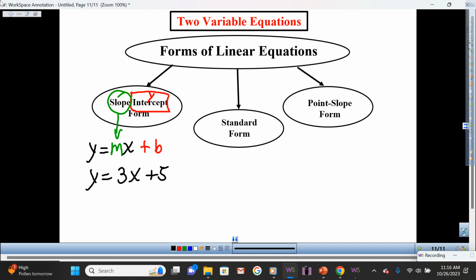All right, what is our slope? Brandon, Felix. 3. Hands if you agree with 3. That is correct. That's how we need to have it in that form so that we know what the slope is.